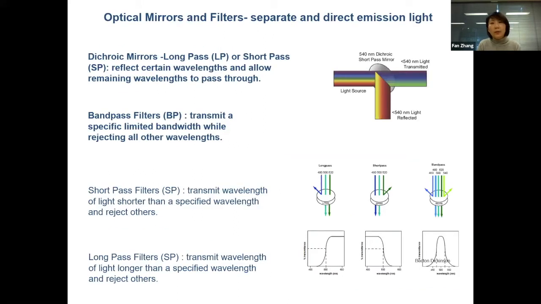Optical mirrors and filters are used to direct and separate emission light. The first two are the two types we can see in our flow cytometer most of the time. Dichroic mirrors act as beam splitters. They reflect certain wavelengths in a certain direction and allow the remaining wavelengths to pass through. The bandpass filter allows only a specific limited bandwidth to pass through while rejecting all other wavelengths.